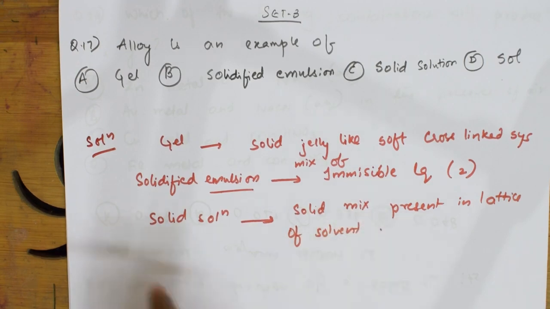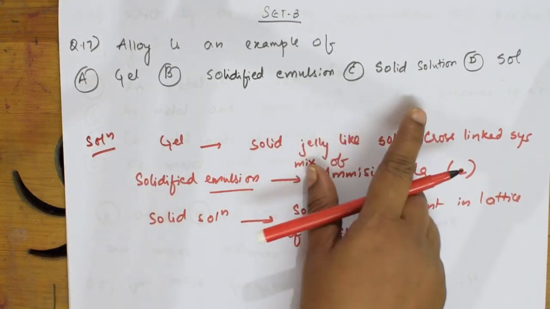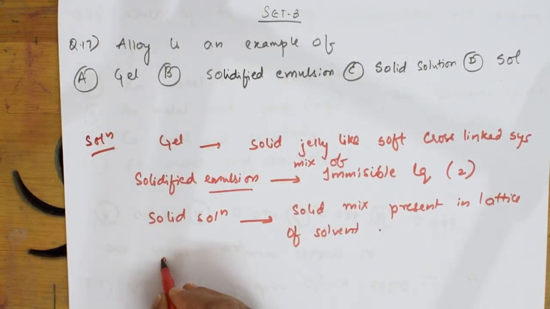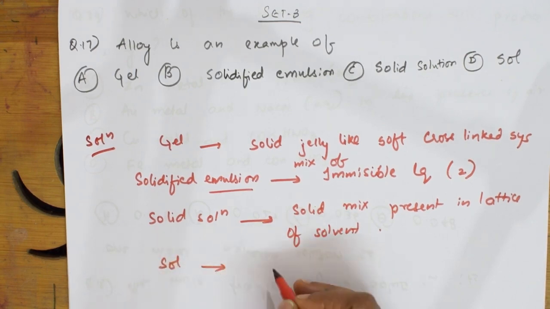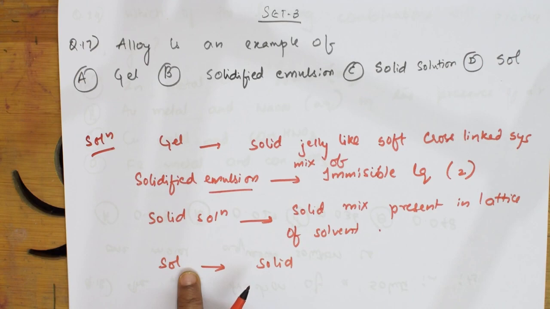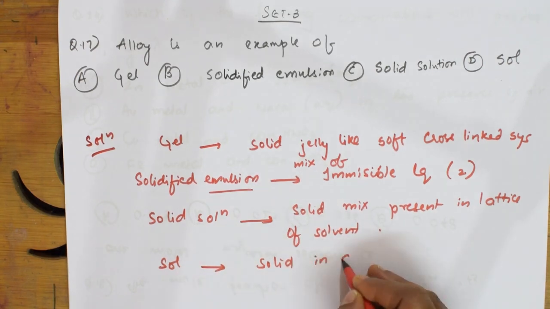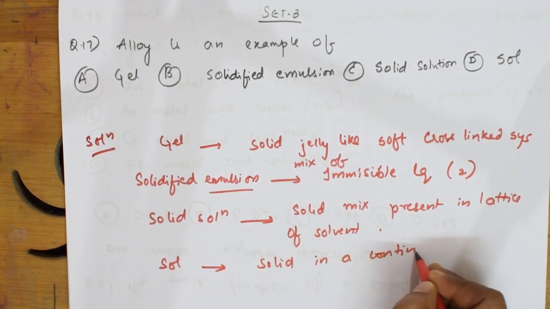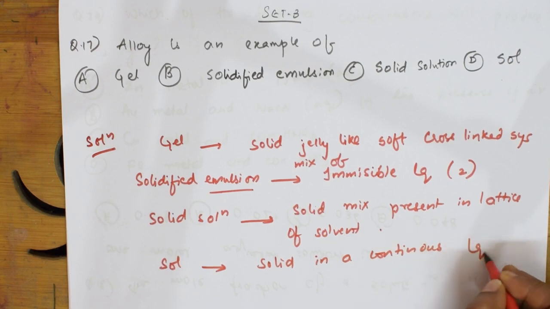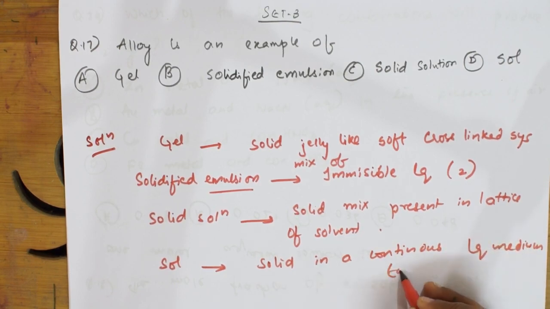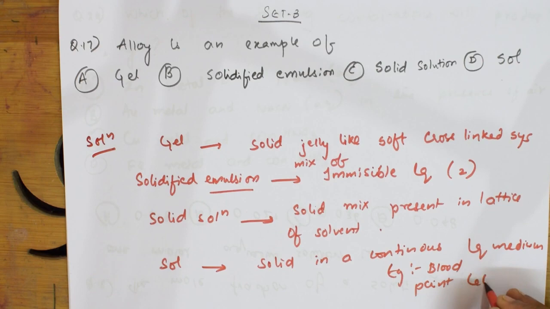Okay, done. Now, what is sol? Sol is basically a solid in a continuous liquid medium. Sol means solid in liquid, that is, a solid in a continuous liquid medium. Done. What are the examples of this? Examples are blood, paint, cell fluids, like this.